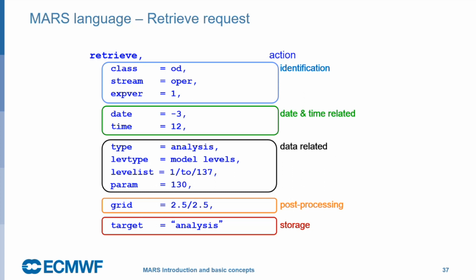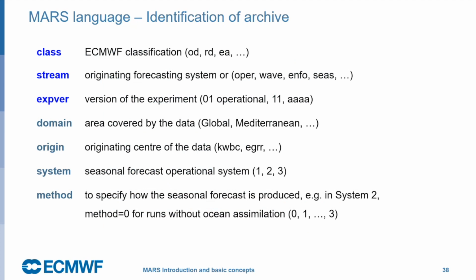And then we go to some post-processing options. In this case, we want to get a latitude-longitude grid, 2.5 degrees. And at the end, we specify the target file. So this data will be saved in the file called analysis. And that's it.